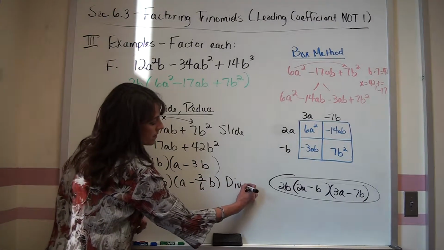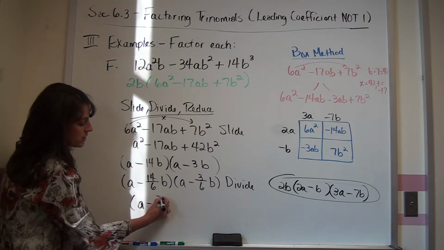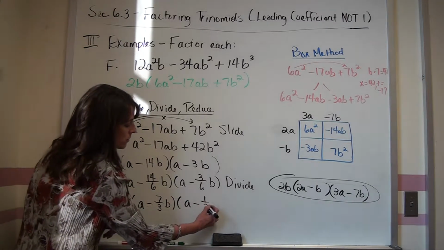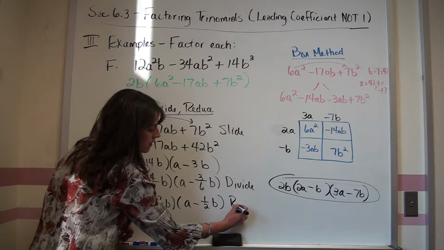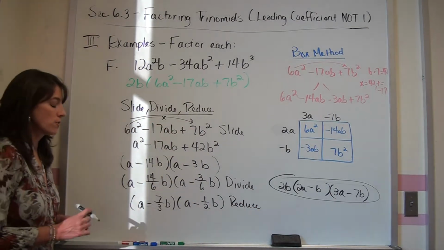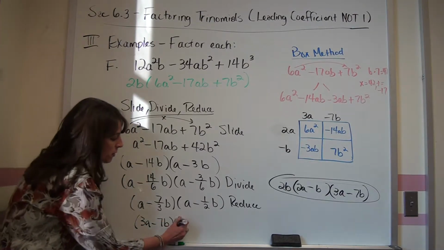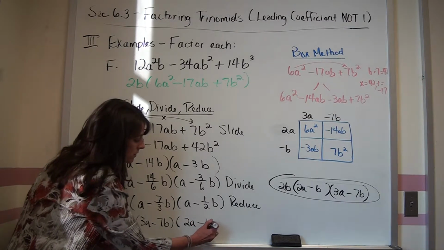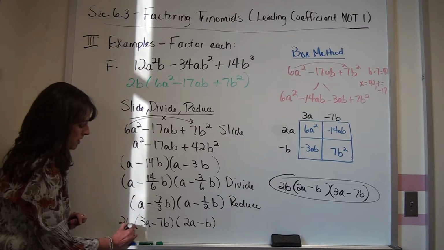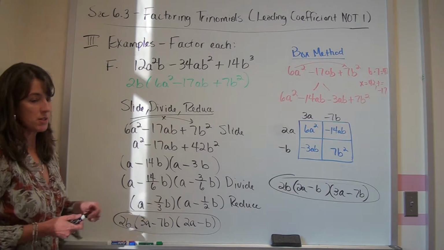So there's the divide. And now a very important step of reducing. 14/6 reduces to 7/3. And 3/6 reduces to 1/2. And now all I'm going to do is clear out those fractions. Multiply everything in here by a 3. And multiply everything in here by a 2. And remember, I've got to keep that 2b out front so that I can get all the way back to the beginning. And you can see, once again, very same answer in both cases.